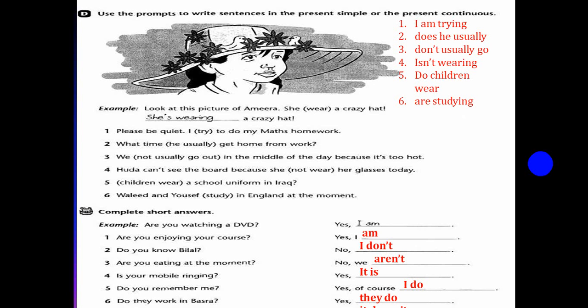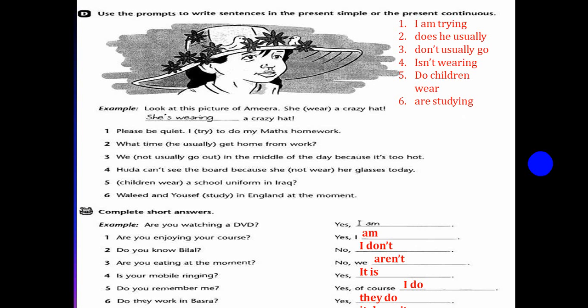Number 2. Do you know Bilal? No, I don't. The question is with "do", so the answer is also with "do". Number 3. Are you eating at the moment? No, we aren't. Here the question is with "are", so the answer is also "are". If we are asked with is, am or are, we use the same group. Number 4. Is your mobile ringing? Yes, it is. Remember that I used "it" because your mobile is a non-human thing.